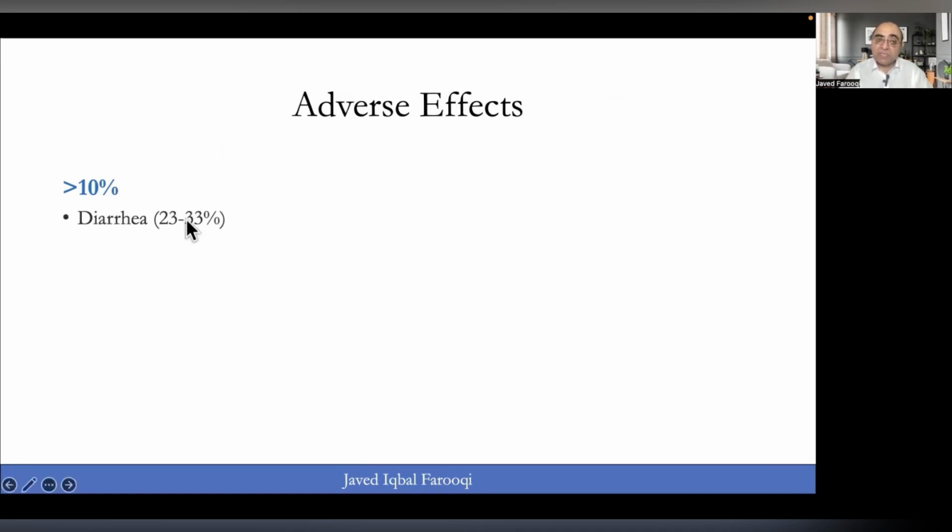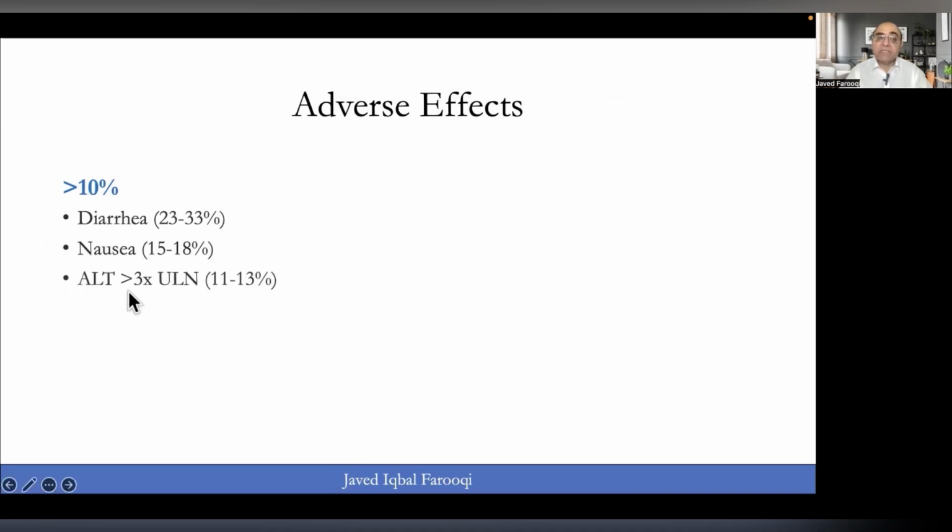One is diarrhea. This is the most common side effect, and it can happen in 23 to 33%. Around one-third of the patients treated with resmetirom may suffer from diarrhea, but later on this diarrhea subsides. Then the second most common side effect is nausea, 15 to 18%. It means one-fifth of the patients may suffer from this.